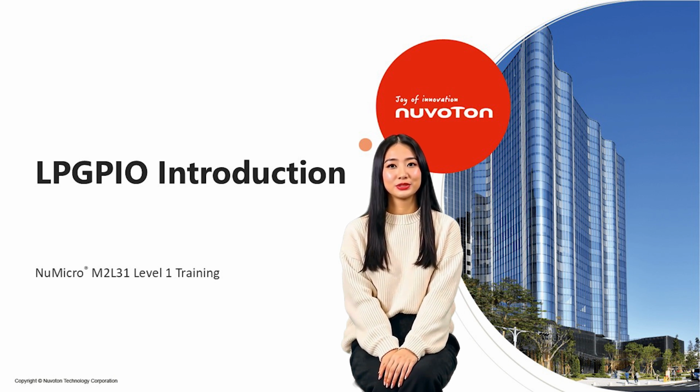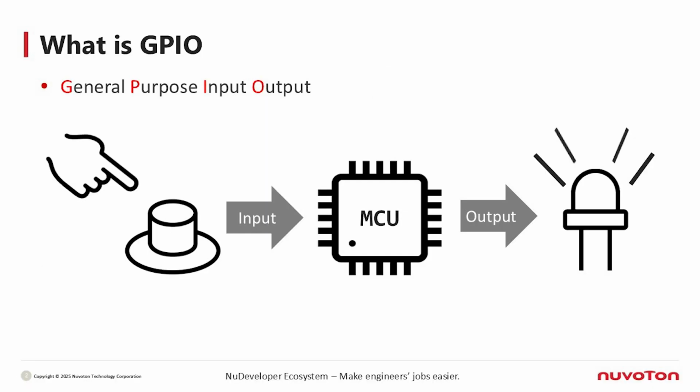Welcome to the Nuvoton M2L31 Level 1 training course. Today, we'll be introducing one of the peripherals in the low power domain of the M2L31 series, the Low Power GPIO. What is GPIO? GPIO stands for General Purpose Input-Output, and it serves as an interface that can function as either an input or an output.